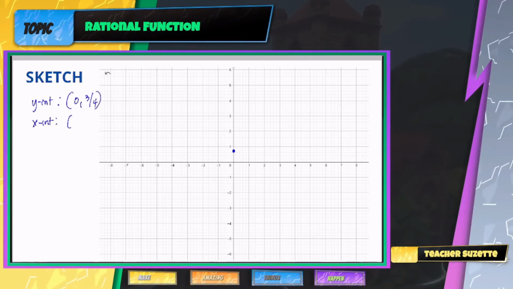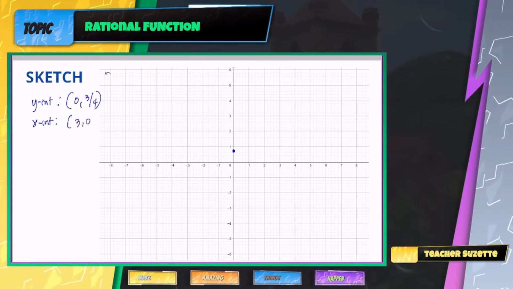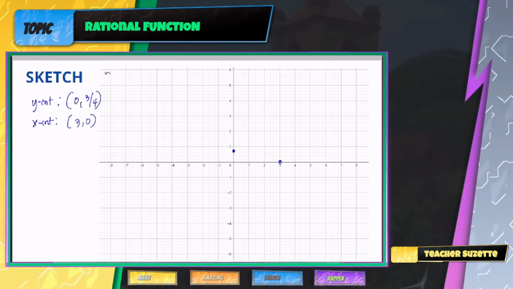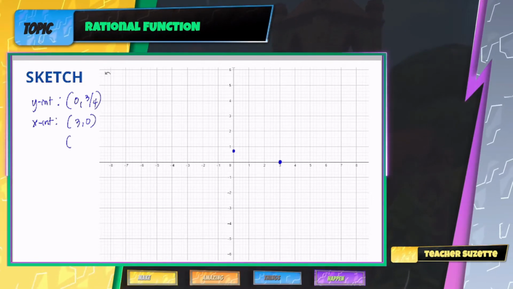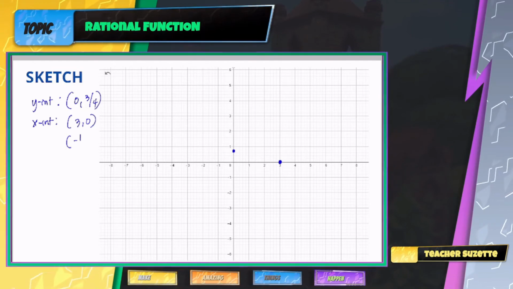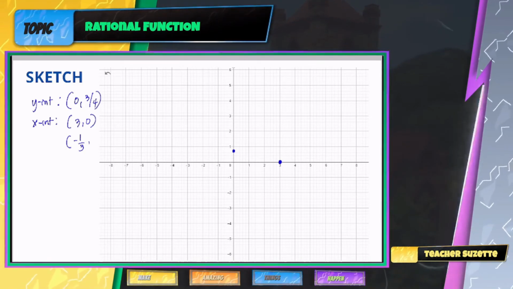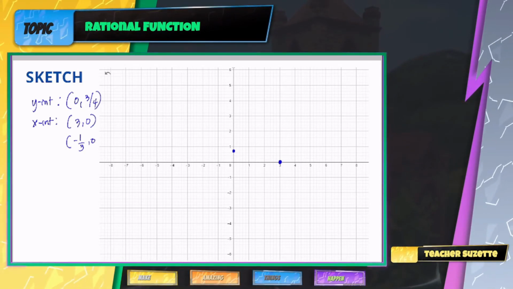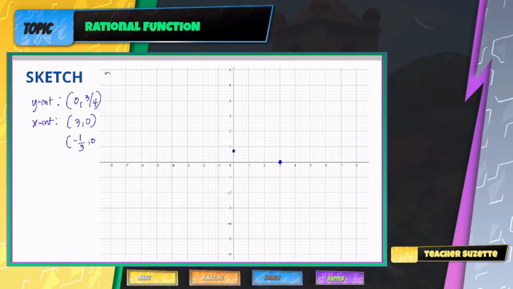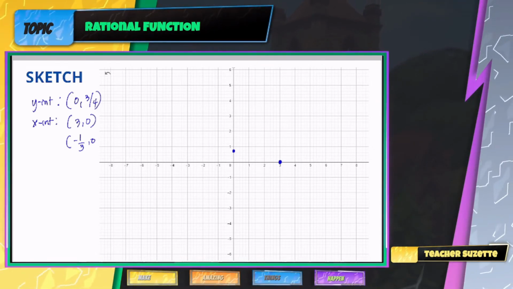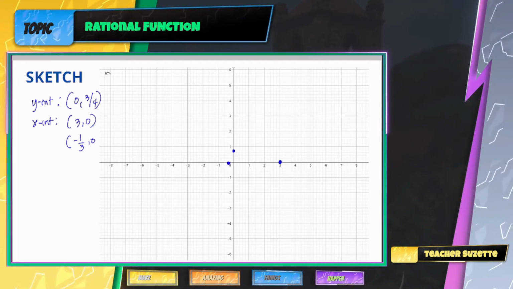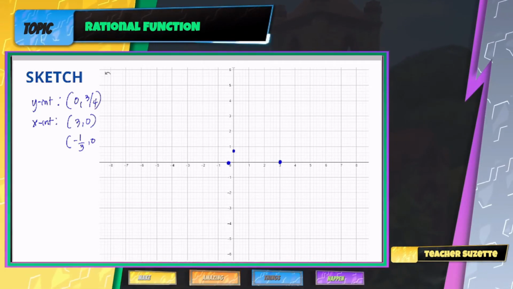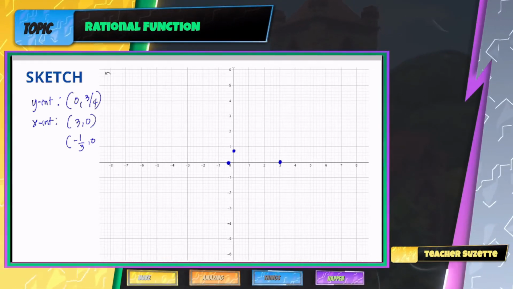Yan. And then, yung ating namang x-intercepts are 3, 0. Ito yun. And another is yung ating negative 1/3, 0. So, negative 1/3 is malapit-lapit sa ating 0. Pero hindi siya gitna. So, dito yan banda. Ayan yung ating mga intercepts.